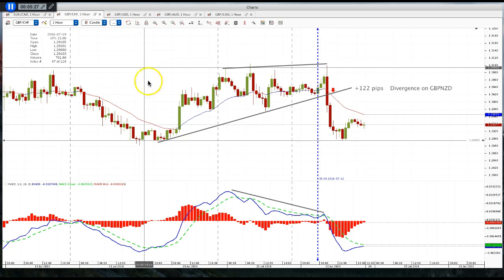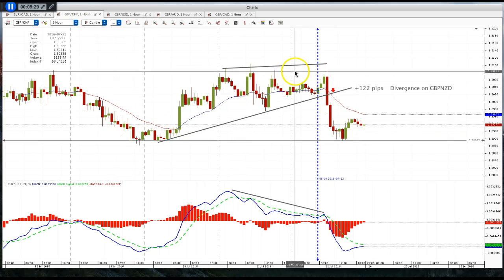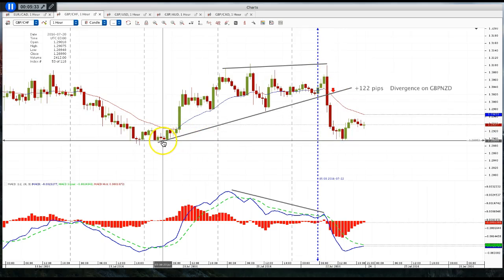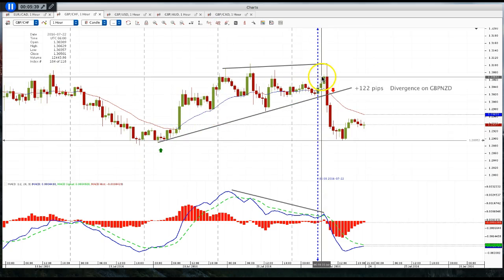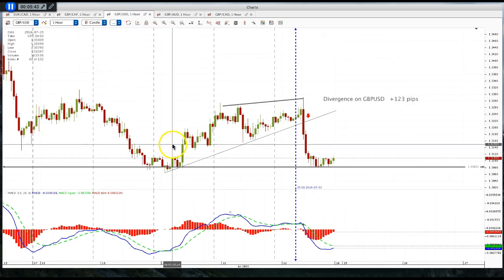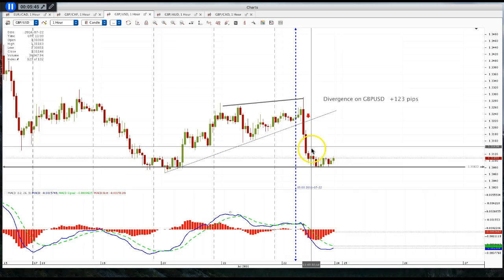Pound Swiss went up 1, 2, 3 days, and just gave everything back from those 3 days. From the swing low on Wednesday, Thursday, Friday, and then gave everything back. Pound dollar, the same thing, went up 1, 2, 3 days, and then just gave everything back.